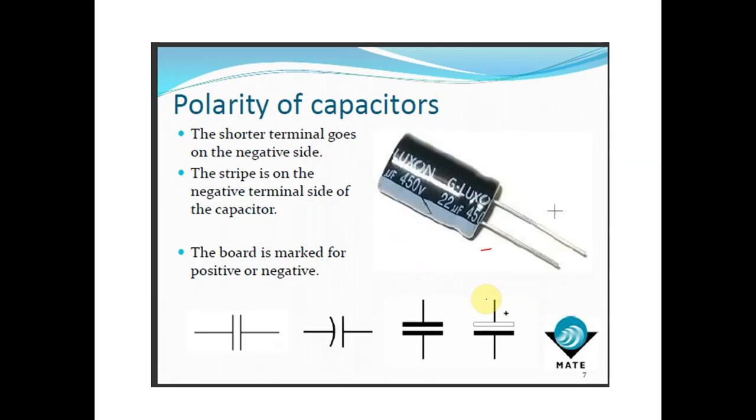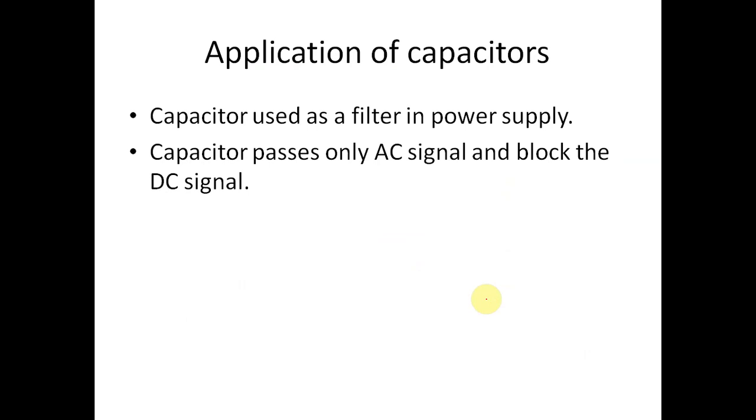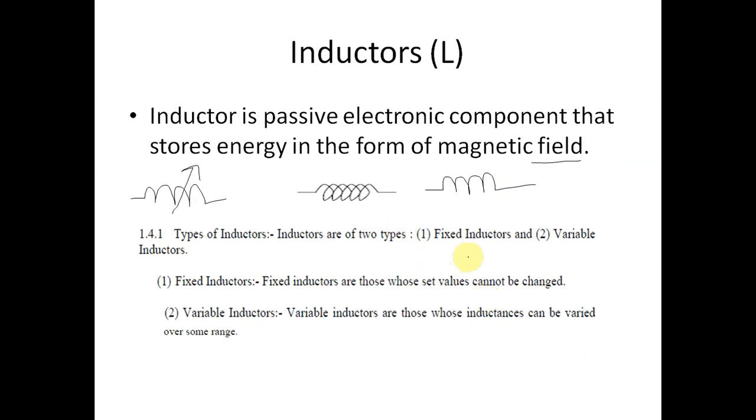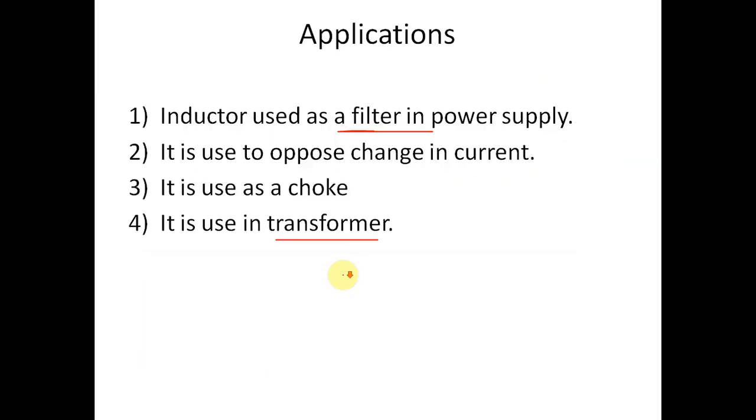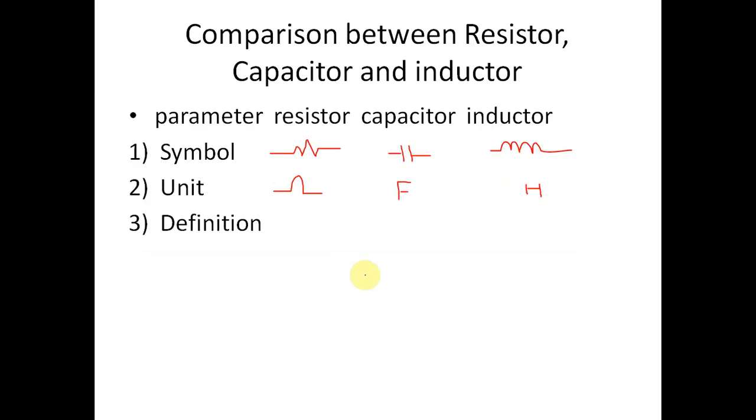And what is the definition of inductor? Inductor is also a passive component that stores energy in the form of magnetic field. This is the second lecture of electronic components and signals. Here the three components are studied. First passive component is the resistor, second passive component is the capacitor, and third passive component is the inductor. Write all these PPTs in your notebook.